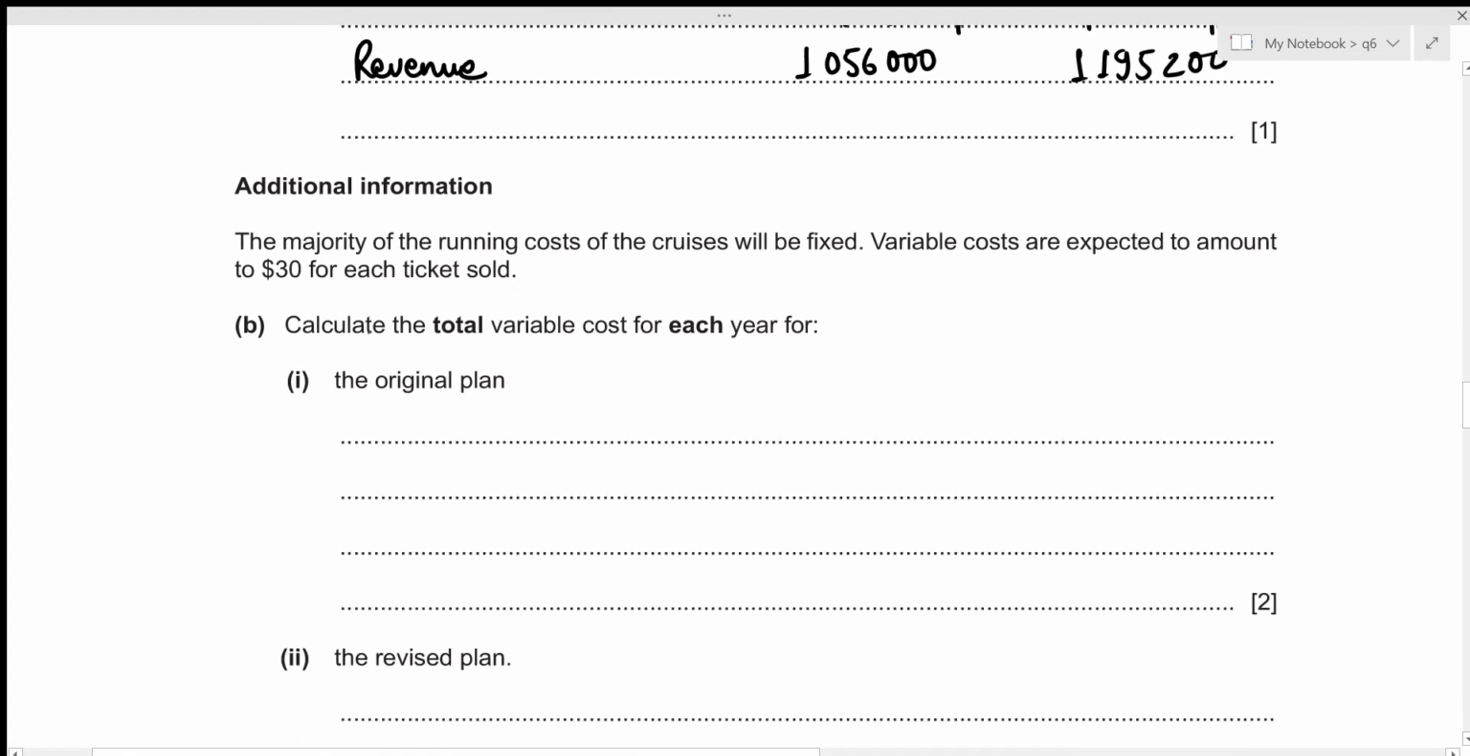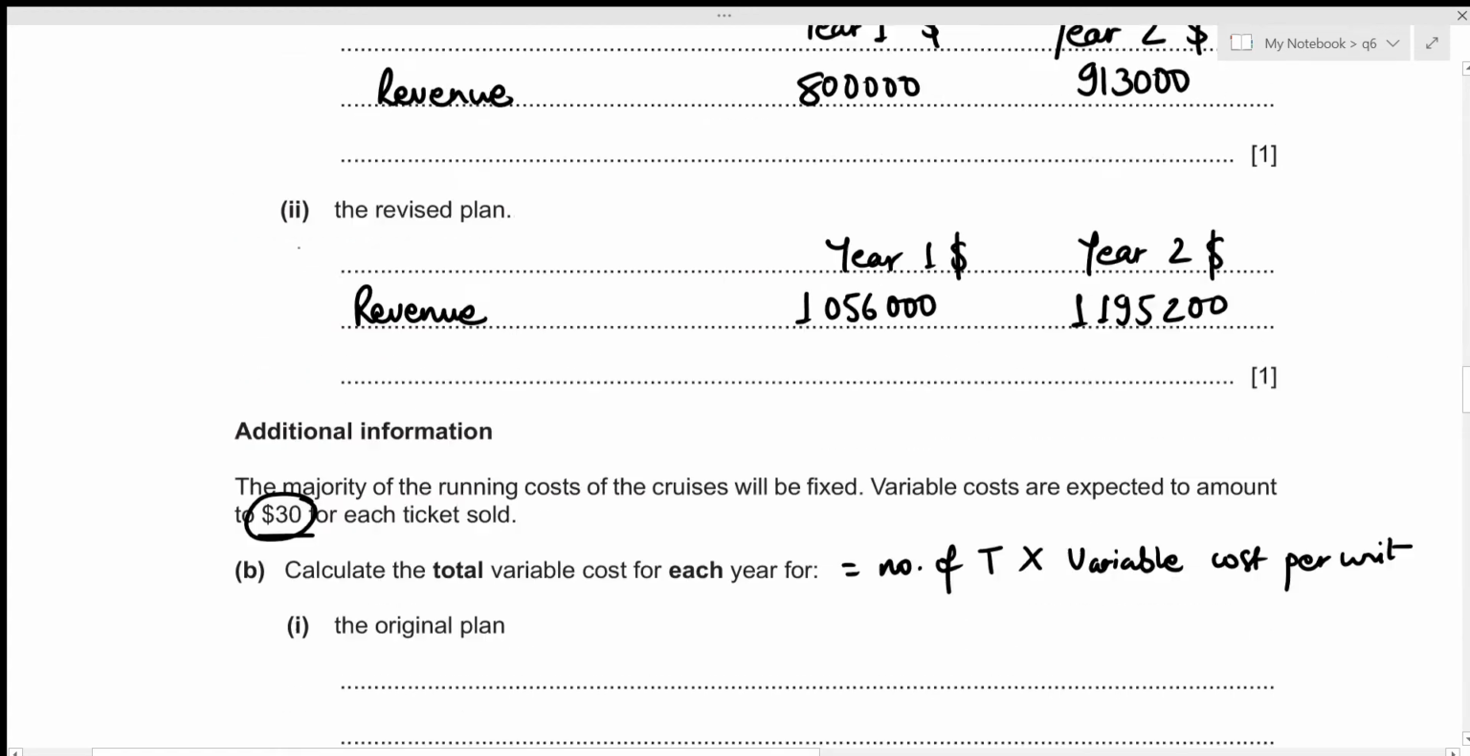We're told that the majority of the running costs of the cruises will be fixed, and the variable costs are expected to amount to $30 for each ticket sold. Now we need to figure out the total variable cost for each year. So the total variable cost per each year would just be the number of tickets sold times our variable cost per unit. And we already know that the variable cost per unit is 30, and we have our number of tickets sold for original plan as well as revised plan in the above information. Let's have a look.